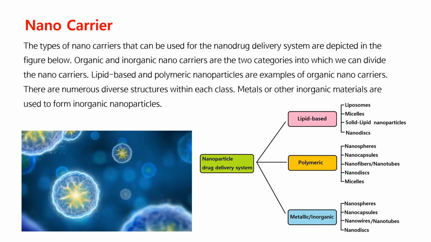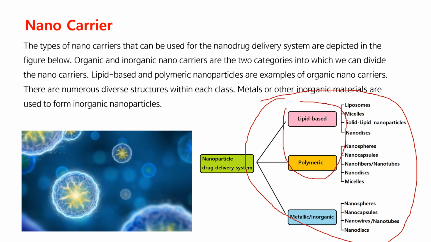Now let's see the nanocarriers. The types of nanocarriers that can be used for the nanodrug delivery system are depicted in this figure. Organic and inorganic nanocarriers are two categories into which we can divide the nanocarriers. So these are organic nanocarriers and this is inorganic nanocarriers.